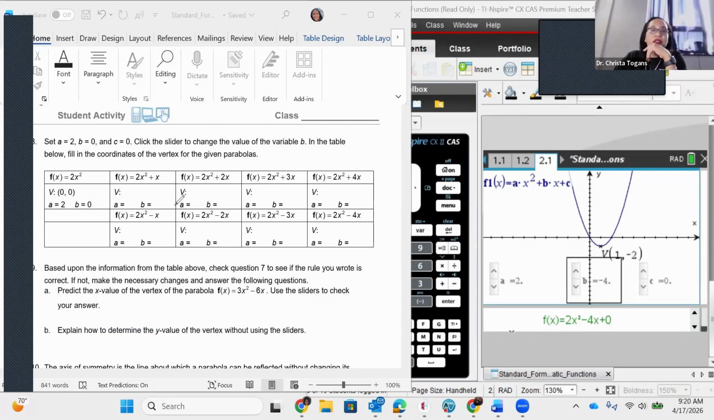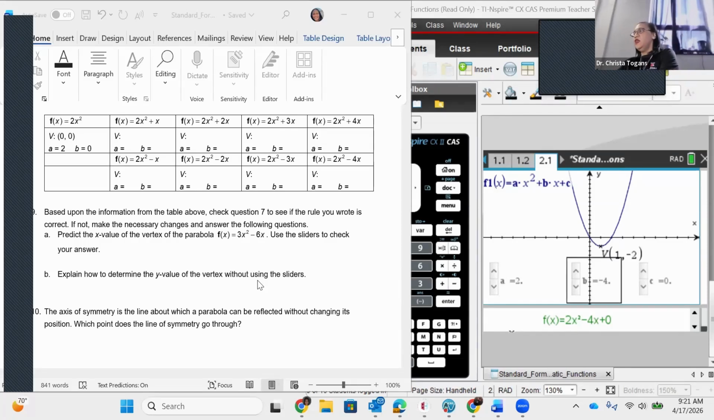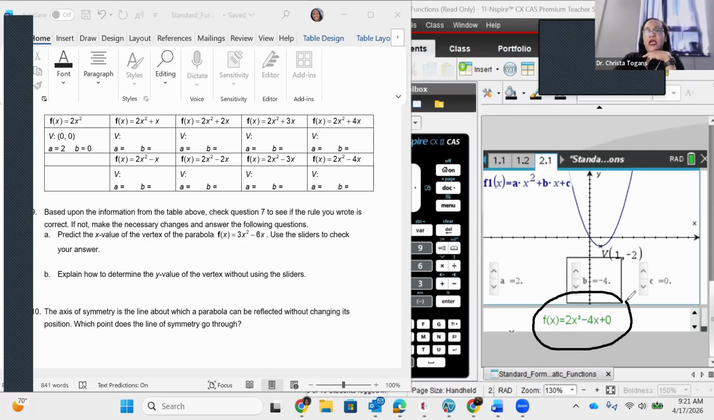I hope y'all still weren't writing because I just erased that. Okay, explain how to determine the y value of the vertex. I just told you, so now somebody tell it back to me. What do I plug it back into? Just say function. The original function, right? The original function is right here. In this question, it was here.